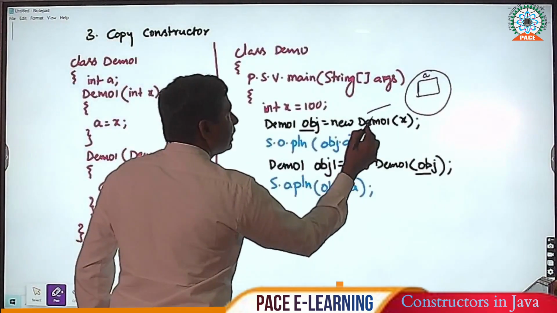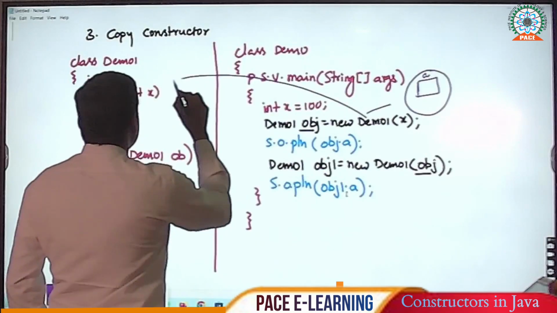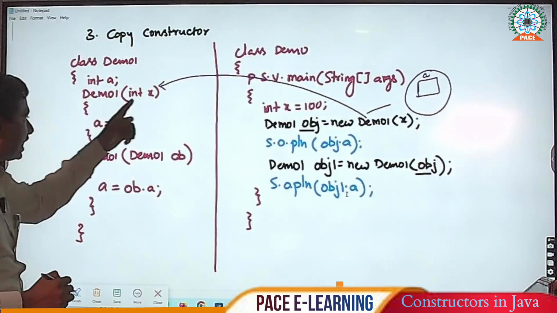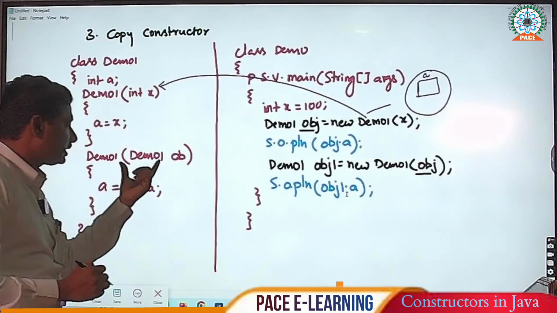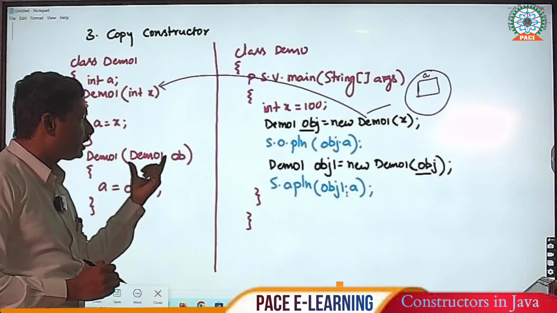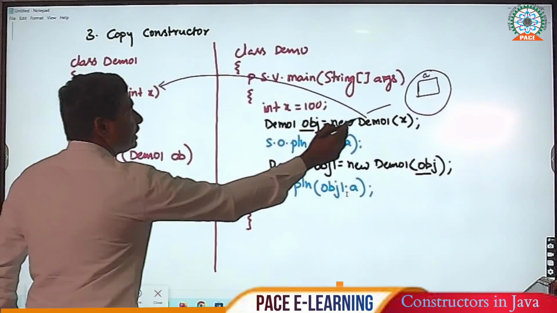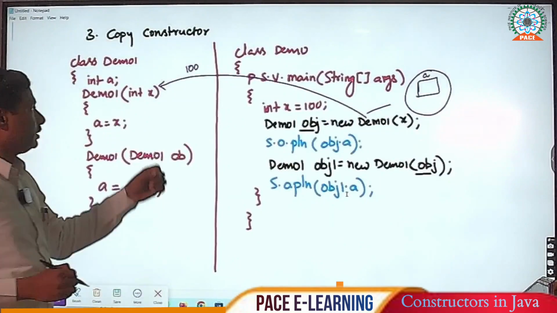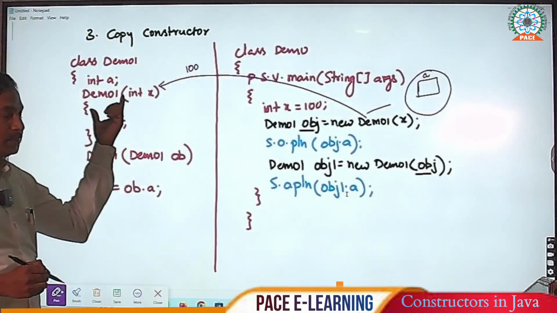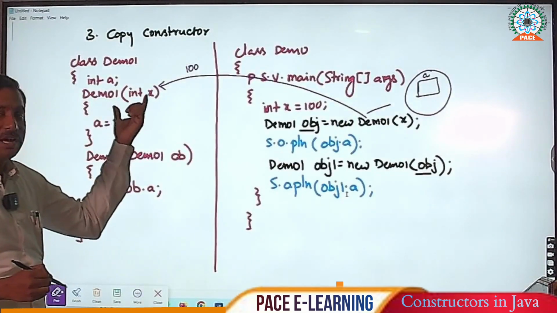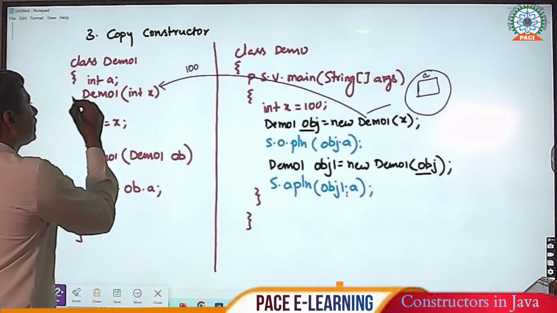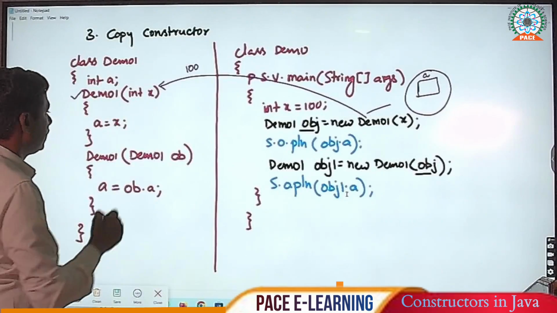We are passing x value as a parameter. Here there are two constructors. One is accepting an integer, another one is accepting a Demo1 type object. So here I am passing x, an integer type variable, so the constructor which is accepting an integer as an argument will be called, so that this constructor will be executed.